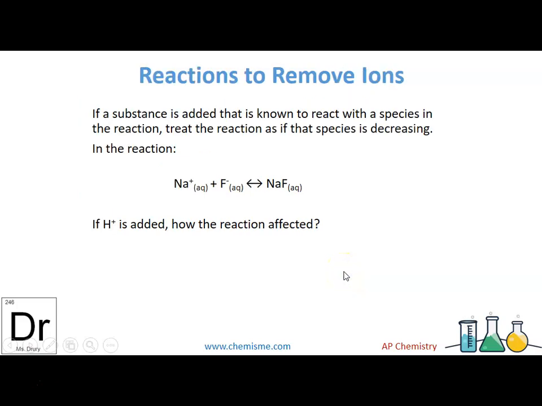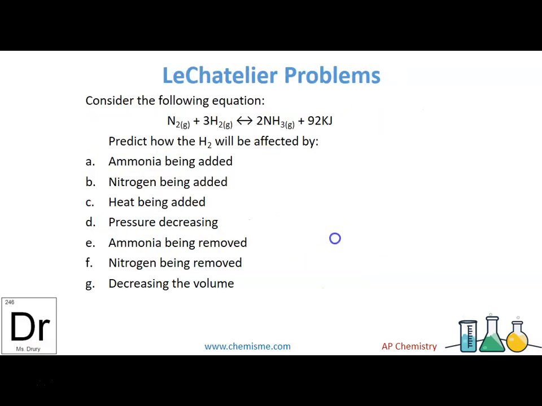And something similar with removal of ions, which is a little harder to see. In this reaction, if hydrogen ions were added, how will this affect the equation? Most people will accidentally write that it will not have an effect because there's no H in the equation. But the problem is H positives like fluoride ions, and that will form a covalent bond which will not necessarily dissolve. It will take out the F, and therefore the reaction will shift to the left to make more reactants because you're taking out the fluorides by adding in hydrogens.